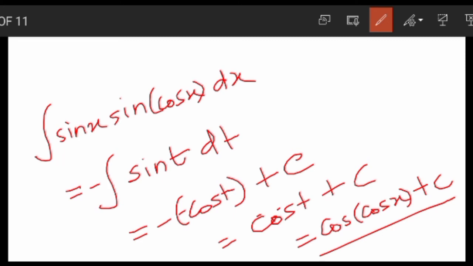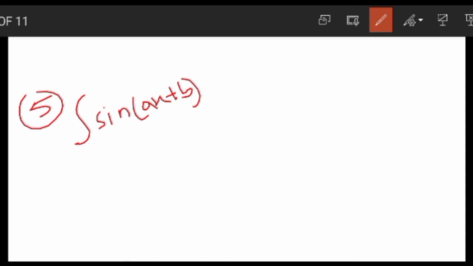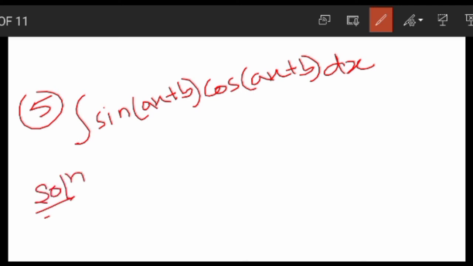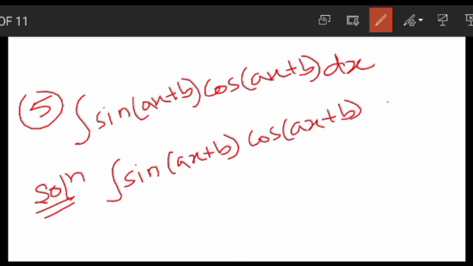Okay, now let's move to question number 5. In question number 5, we have given evaluate integration sin(ax plus b) cos(ax plus b) into dx. So let's solve it. Look at the solution. We have given integration sin(ax plus b) cos(ax plus b) into dx.